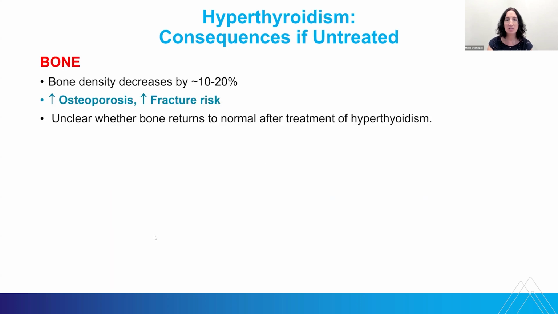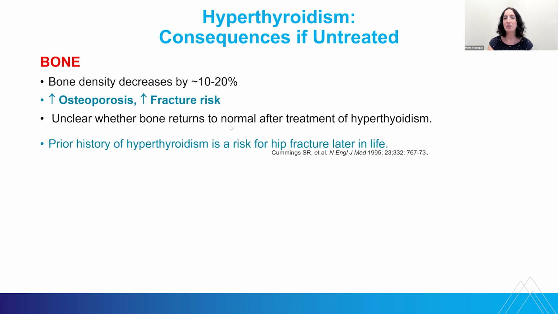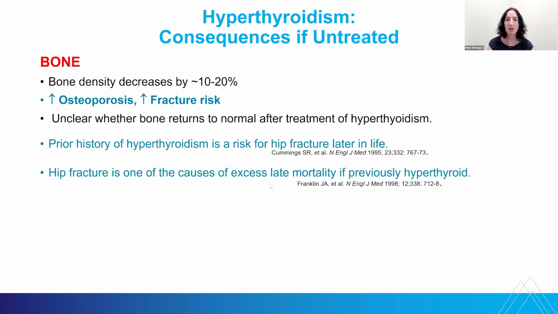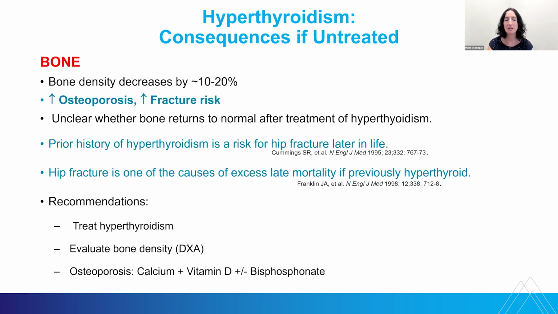Bone. So bone density will decrease in these patients. There's an increased risk of osteoporosis and fracture risk. And it's not clear that their bone ever truly returns to normal after treatment of the hyperthyroidism. So prior history of hyperthyroidism is a risk factor for hip fracture later on in life. And a hip fracture is one of the causes of excess late mortality if there's previous hyperthyroidism. So again, we want to treat the hyperthyroidism and evaluate bone density, especially in patients who are postmenopausal, or adults over the age of 50. And we want to treat with calcium and vitamin D if they have osteoporosis, and perhaps use a bisphosphonate.